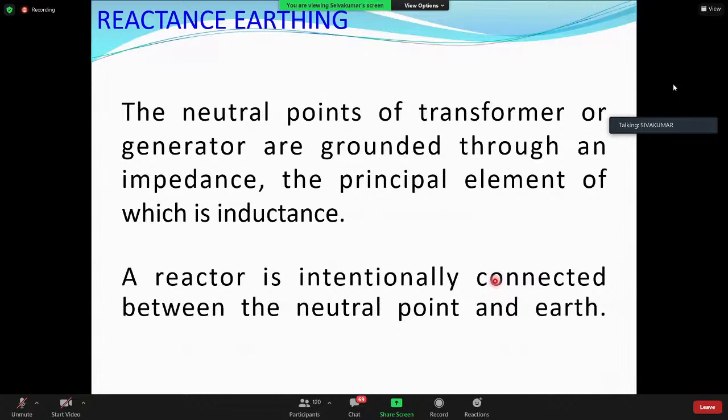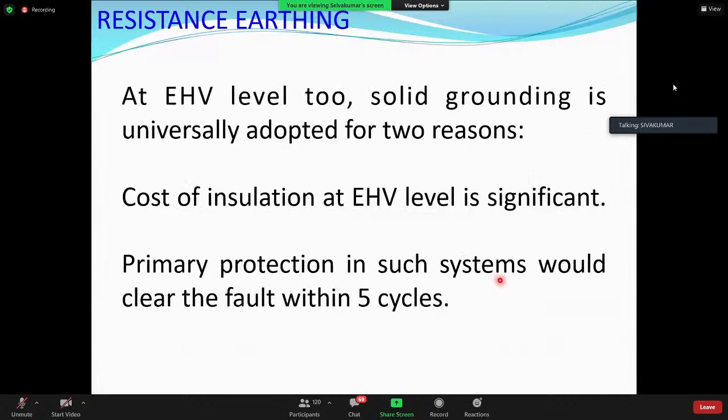Then reactance grounding. Why does everybody have to go for resistance? In resistance grounding, one big problem is heating.